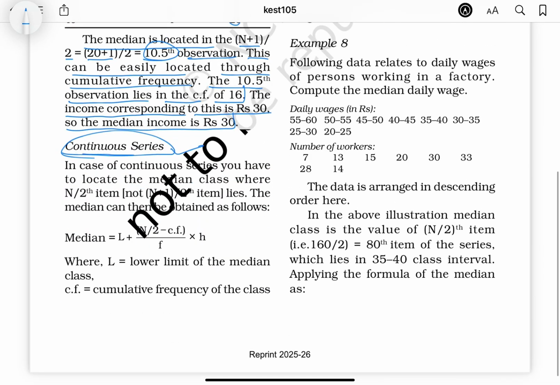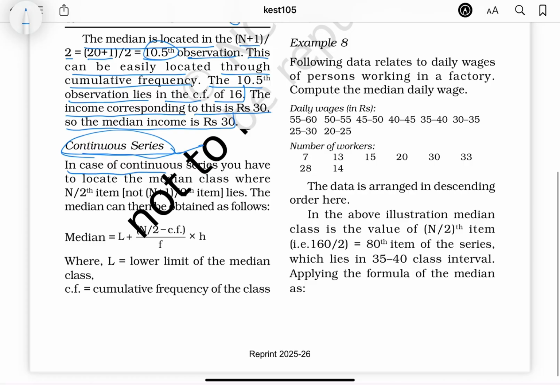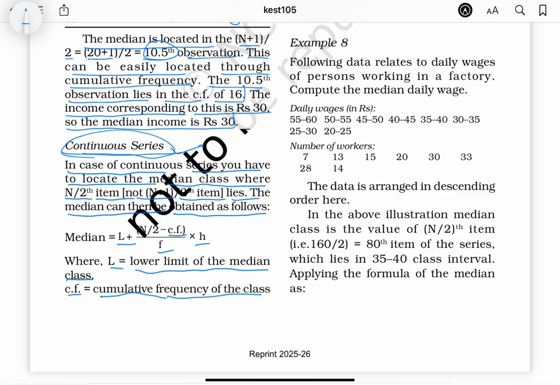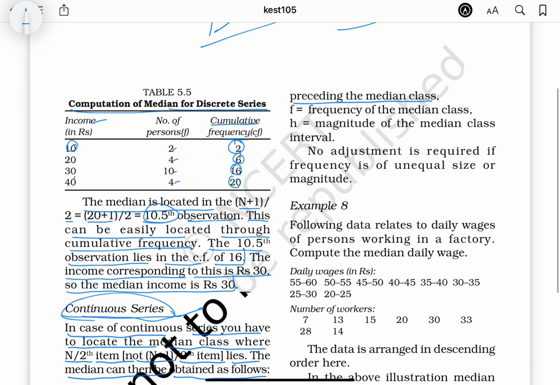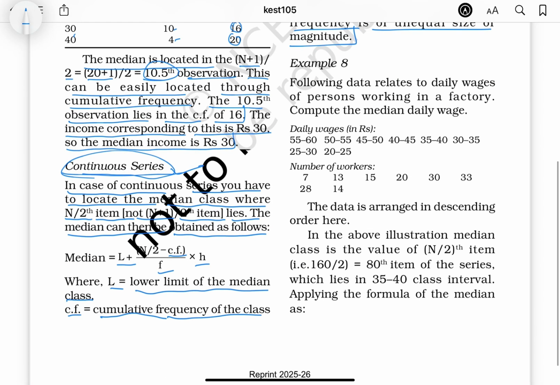तो यहाँ तक कर लिया था। ये कंटिन्यूस सीरीज अब स्टार्ट करेंगे। In case of continuous series you have to locate the median class where n divided by 2 item, not n plus 1 divided by 2 item, lies. The median can then be obtained as follows: median = L plus (n divided by 2 minus CF) upon F into H. L is the lower limit of the median class, CF is the cumulative frequency of the class preceding the median class, F is the frequency of the median class, H is the magnitude of the median class interval. No adjustment is required if frequencies are of unequal size or magnitude.